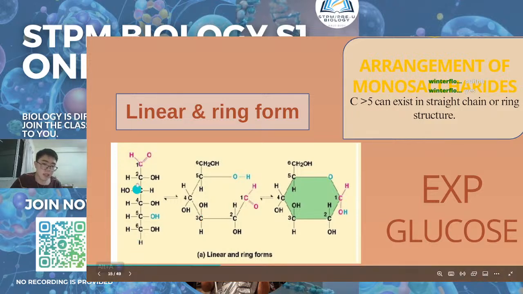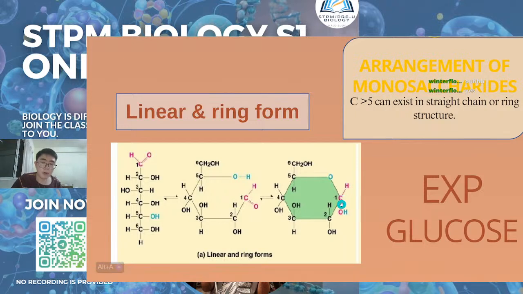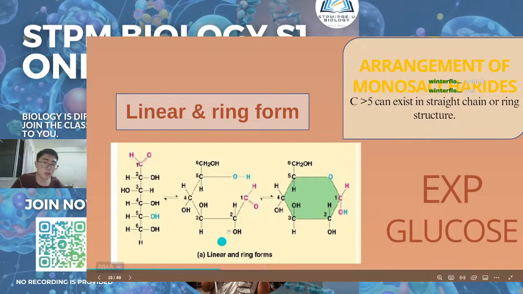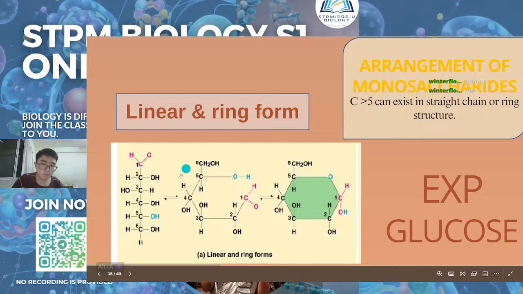So in ring form, we count the number of carbons from here: 1, 2, 3, 4, 5, 6. We count carbon from the carbonyl group. In the ring form, you will see that there is no carbonyl group. You will think that the carbonyl group has disappeared, because a carbonyl group is C double bond O, but this one is only C single bond O. So actually, they form the ring like this first.